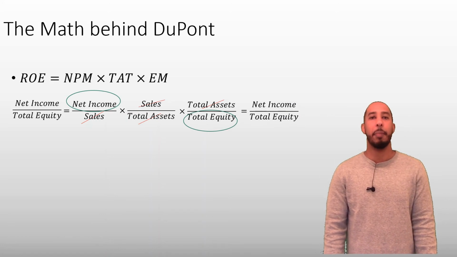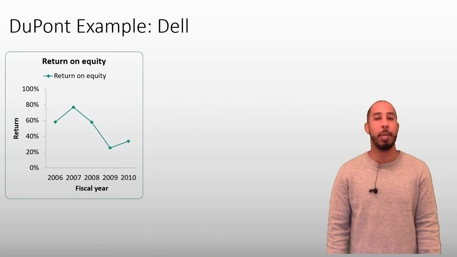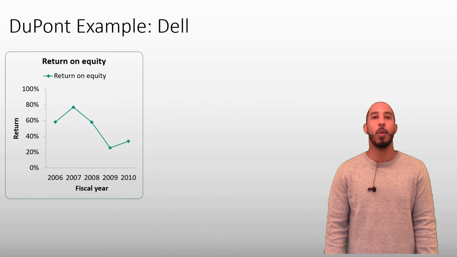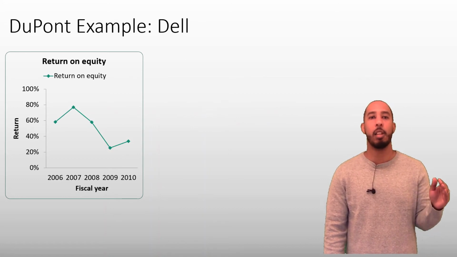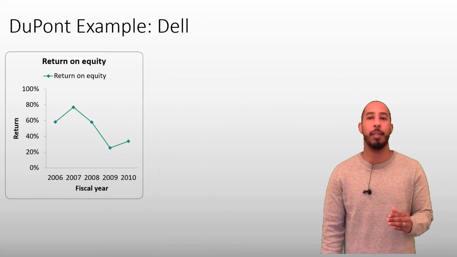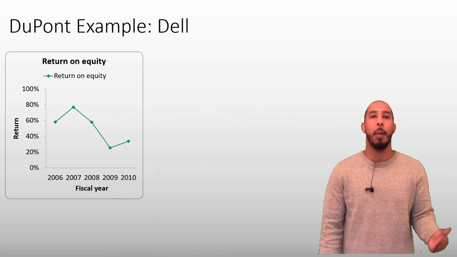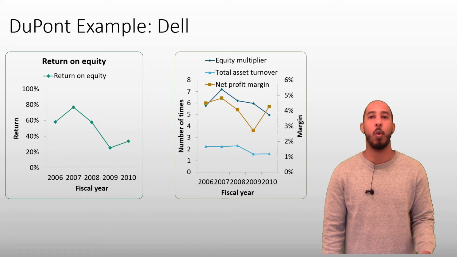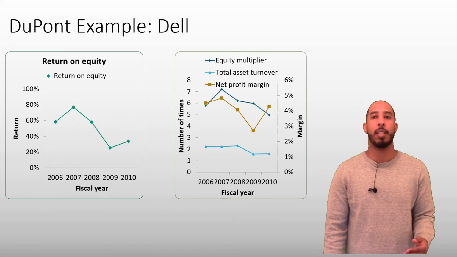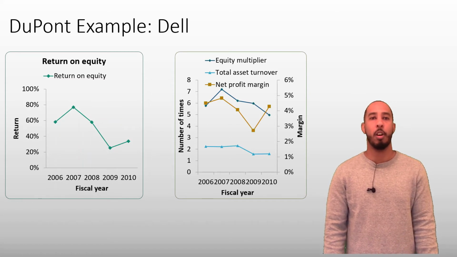We can look at this example of Dell to see how DuPont analysis could be useful. Looking at the return on equity over time, we see a steady decline from 2007 to 2009. What was causing this? By doing DuPont analysis, we can answer that question. The bottom line in the second graph is total asset turnover, and it was pretty stable throughout. So poorer asset management probably isn't the culprit.